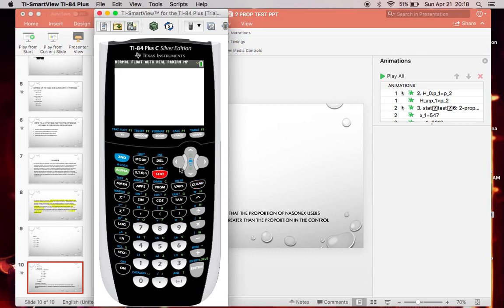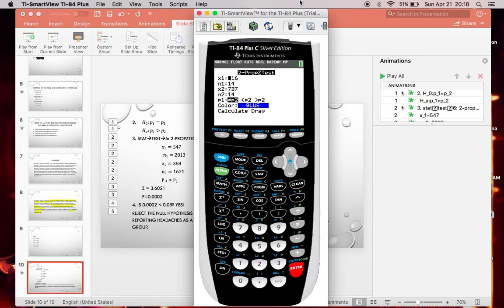Okay, so I'm going to hit stat. I'm going to arrow over to tests. I'm going to arrow down to number 6, 2-prop z test. Hit enter. Okay, my X1 is 547, N1 2013, X2 368, N2 1671. We're saying it's greater than P2, and we're going to hit calculate.